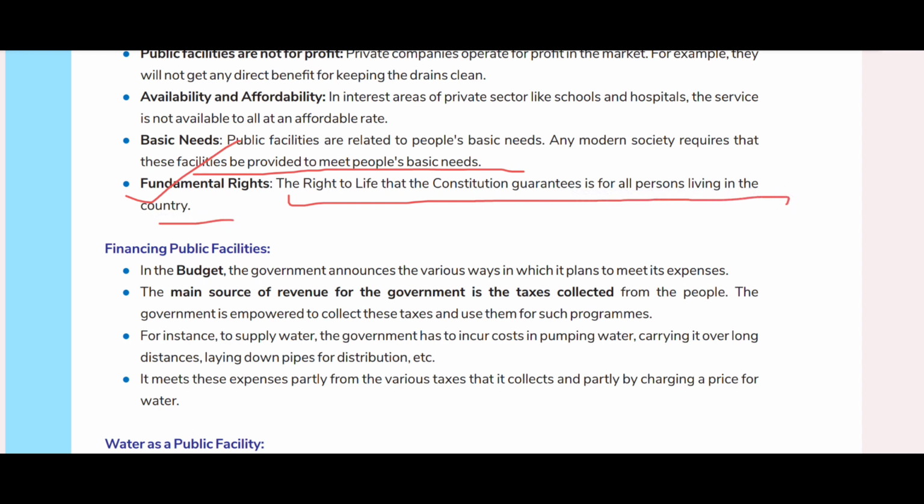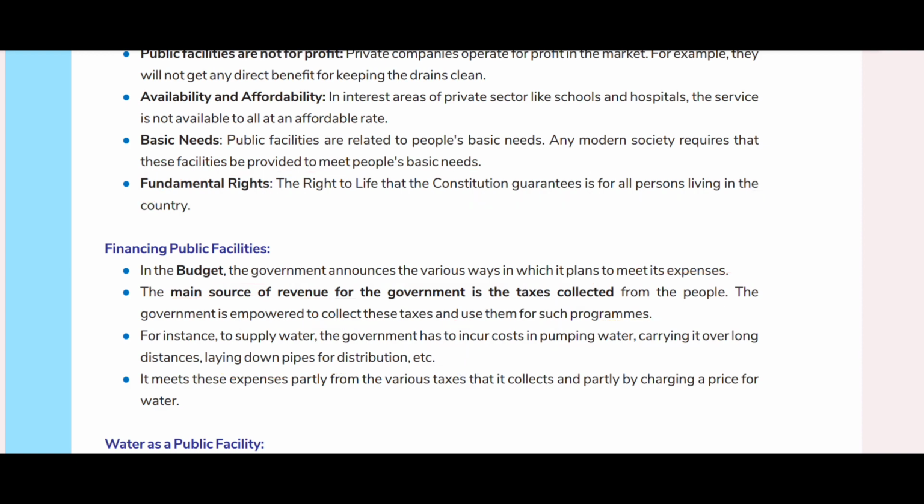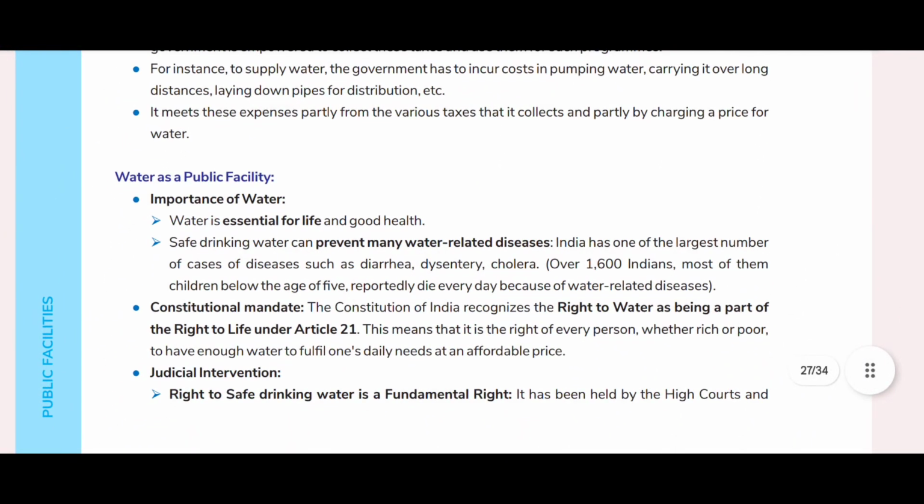Financing public facilities. In the budget, the government announces the various ways in which it plans to meet its expenses. The main source of revenue for government is the taxes collected from the people. The government is empowered to collect these taxes and use them for such programs. For instance, to supply water, the government has to incur cost in pumping water, carrying it over long distances, laying down pipes for distribution, etc. It meets these expenses partly from the various taxes that it collects and partly by charging a price for water.